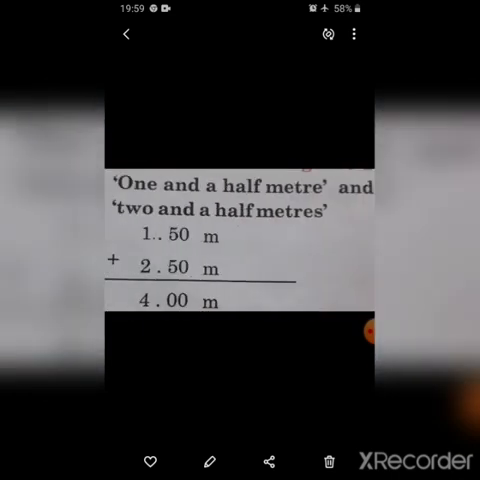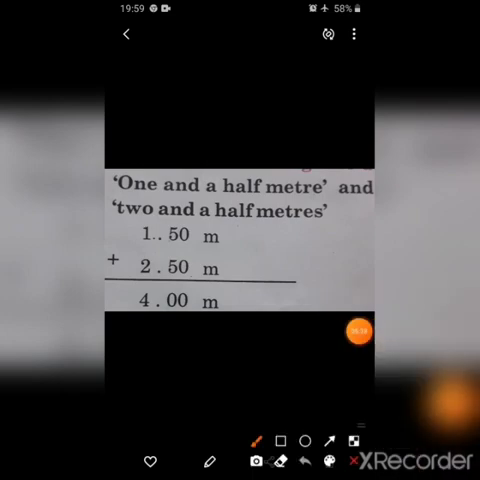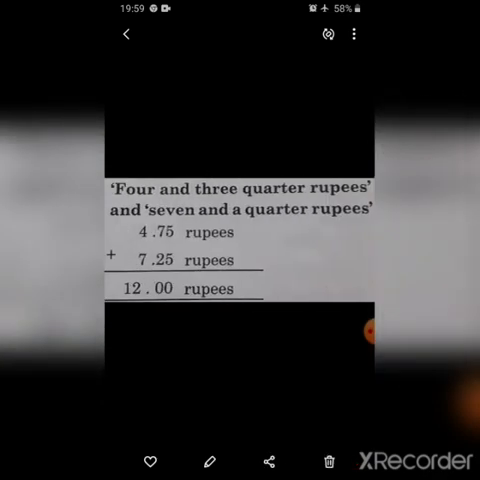Next question, 1.5 meter and 2.5 meter. 1.5 meter means 1.50 meter. 2.5 meter means 2.50 meter. Add this. 0 plus 0, 0. 5 plus 5, 10. 1 here carry. 1 plus 2, 3 and 1, 4. What is the answer? 4 meter.